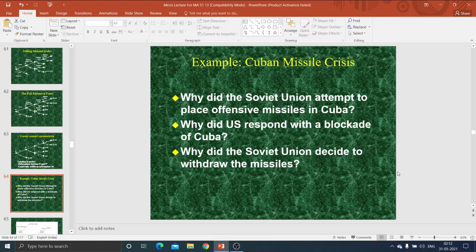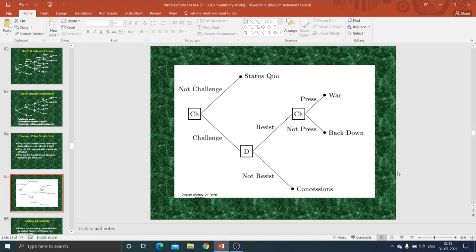Why did the Soviet Union attempt to place offensive missiles in Cuba? Or why did the US respond with a blockade of Cuba? Or why did the Soviet Union decide to withdraw the missiles later on? So all this can actually again be seen as a game interaction. Suppose this is being placed in an extensive form. Let us begin with this challenge.